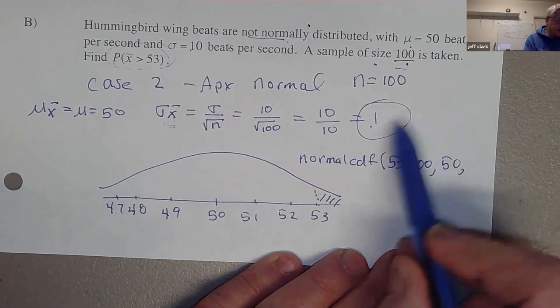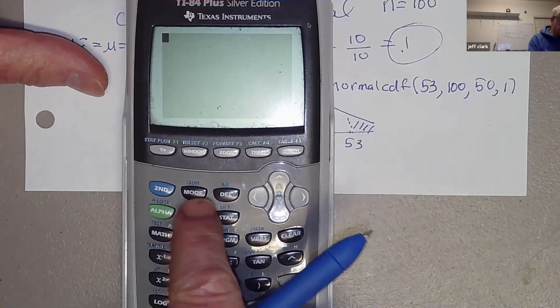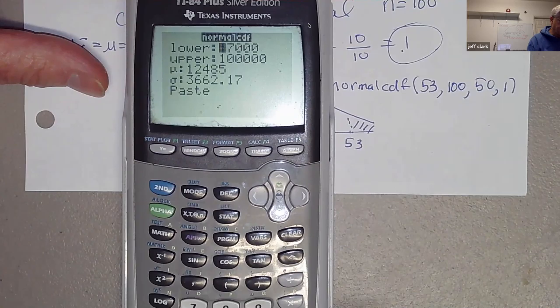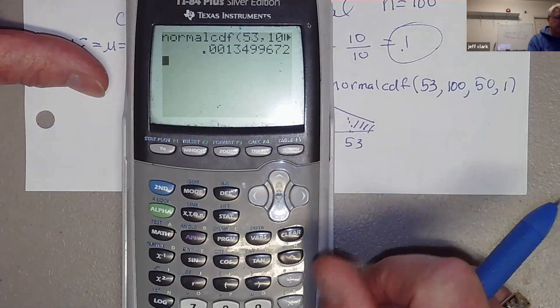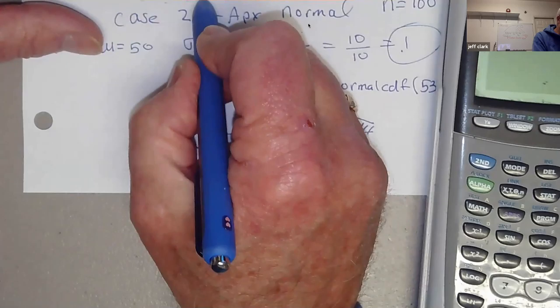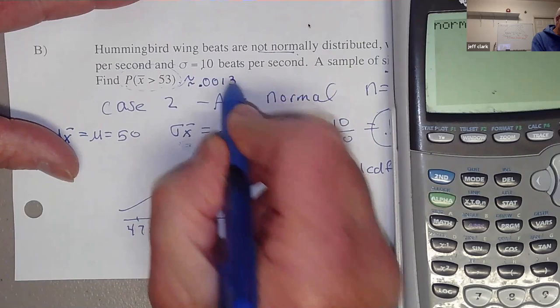Put that in my calculator. So we go second, distribution, normal. Okay, left is 53. Right is 100. 50, 1, paste, answer. Oh yeah, remember I said the probability is very small. So we would go here, and there it is right there. What was it, 2 decimal places? No, 4.0013. That's my answer.